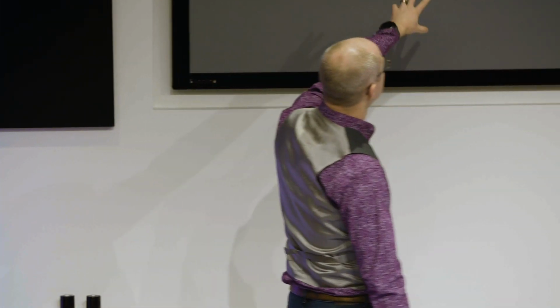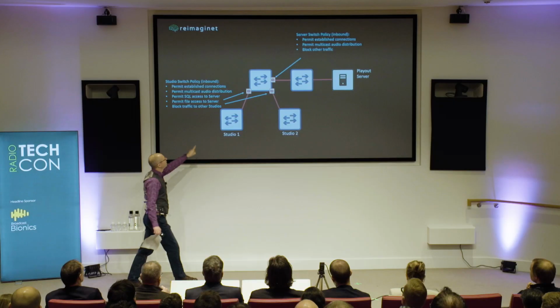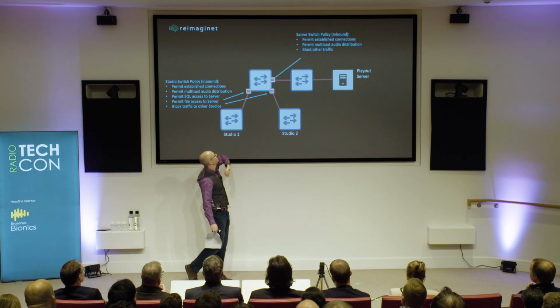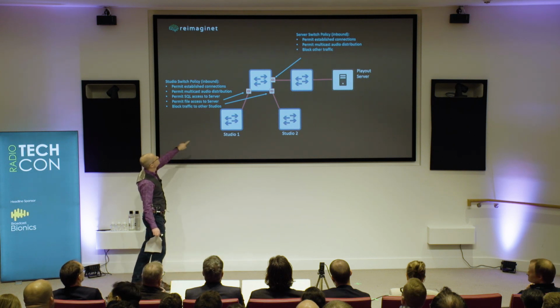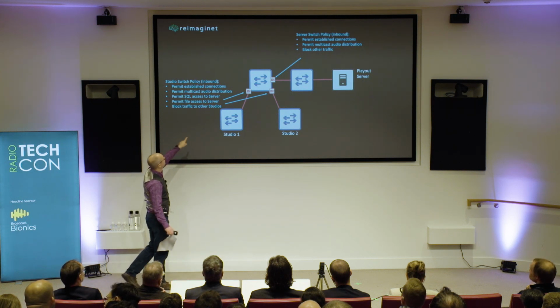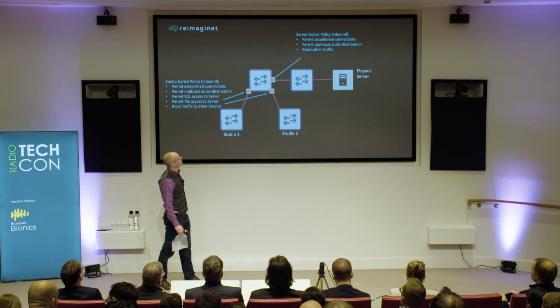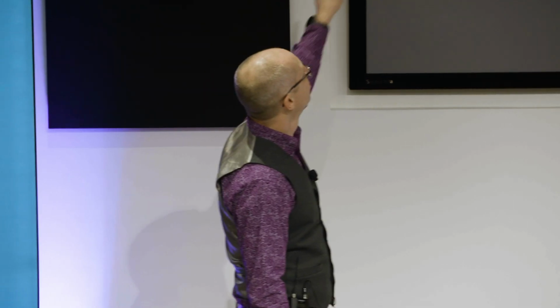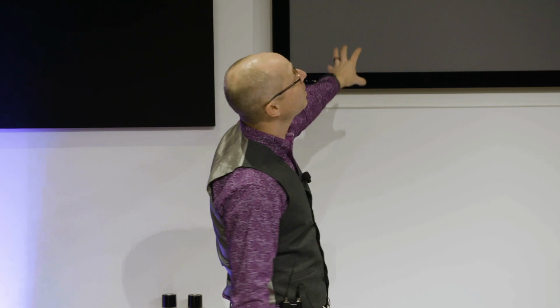How does that work in reality in a broadcast world? We've got Studio 1, Studio 2, playout server up there on the right. So notice how these switches do not have any access lists. It's only in our audio distribution switch. We're permitting the established connections. We're permitting multicast audio distribution between those zones so that Studio 1 can send audio to Studio 2. We're allowing SQL access from Studio 1 up to the playout server, and we're allowing file access to the server. And we're blocking traffic between Studio 1 and Studio 2.